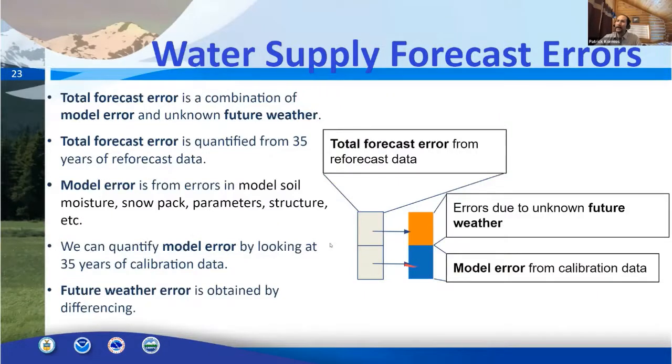And I'll quickly go back and say that this model error is due to lots of different things. It's hard to split apart the different components of the model error, but it's due to errors in our model soil moisture, errors in our modeled snowpack. They could be calibration errors, so maybe our model parameters are wrong, or specifically model structure. Maybe our model isn't complicated enough to accurately simulate the hydrology.